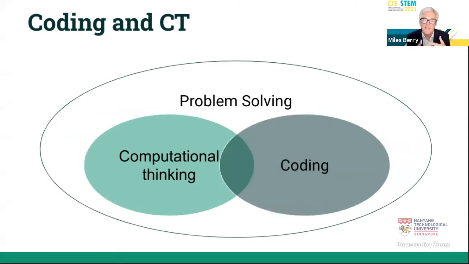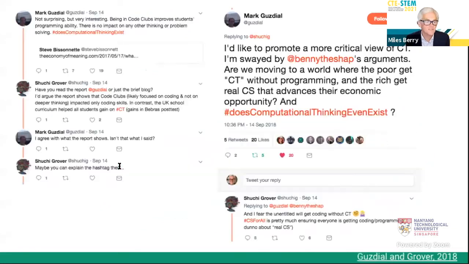Sometimes you get some bit of overlap. Okay, you've learned how to do this as an unplugged activity. Now let's see what this looks like coding. I'm not convinced that this is the best way to do it, and I don't think Mark is particularly convinced by this idea either. I'd like to promote a more critical view of CT, top right of the tweet there. Are we moving to a world where the poor get CT without programming, much cheaper to resource this sort of computational thinking, and the rich get real computer science that advances their economic opportunity, and wonders if computational thinking even exists. I think it does.